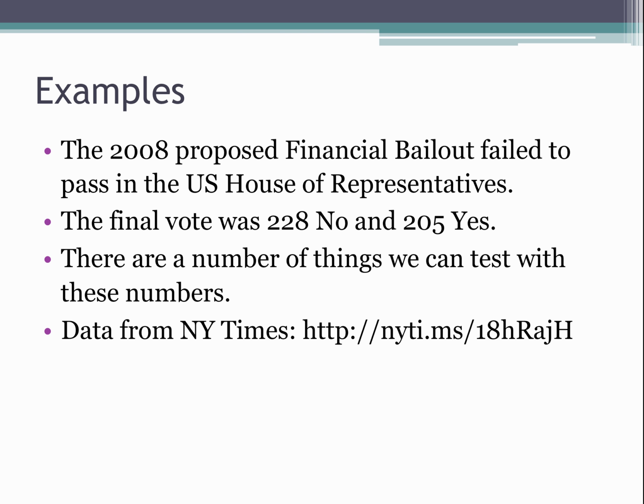So I'll run through a quick example here from 2008. This was the proposed financial bailout, and it failed to pass in the United States House of Representatives. The final vote was 228 no and 205 yes. There's a number of things you can collect from this data, and you can find it at the New York Times.